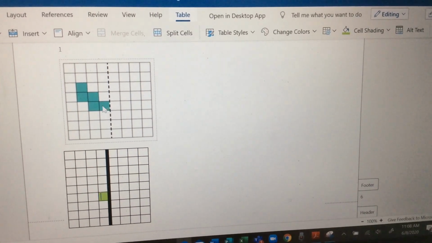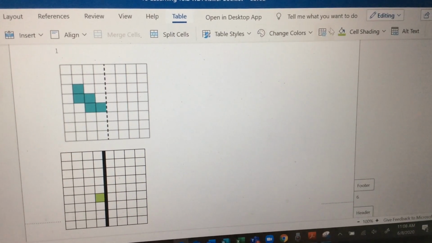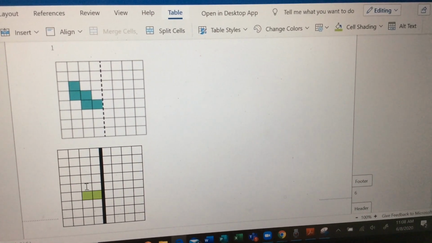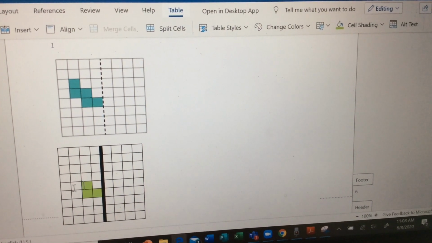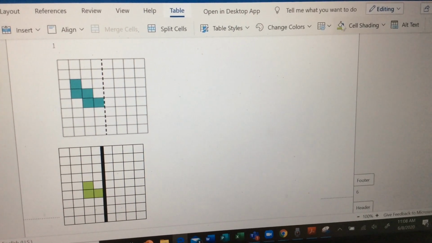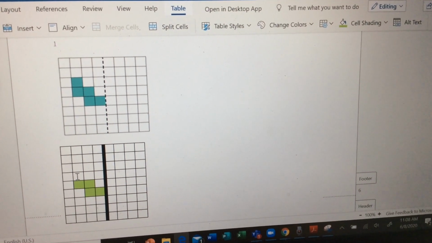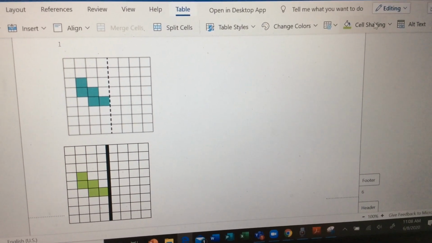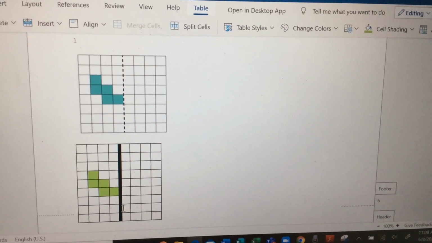The next one is on the left, so I'm just copying that shape into here. Just colouring in those cells so that I'm recreating that shape, making sure that I'm copying it really accurately. And then one more here. I'm just using that cell shading format there. Right, now when I've done that, I need to reflect it in my mirror line.